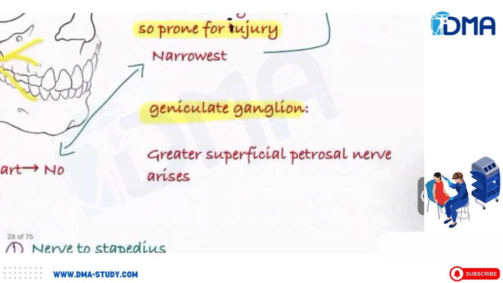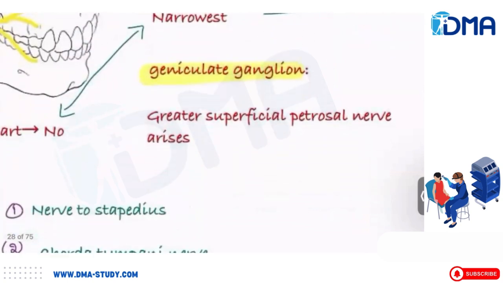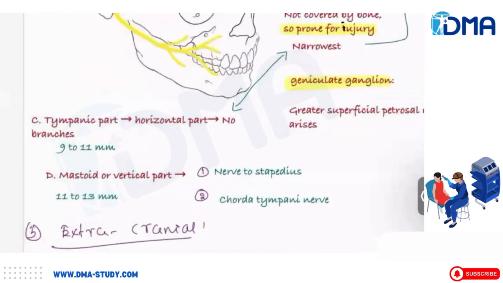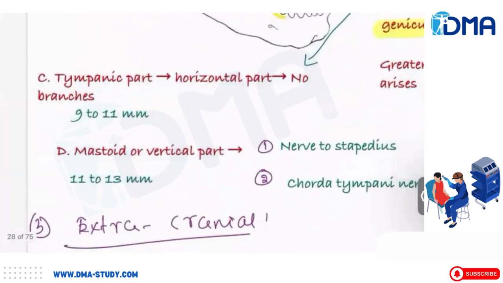Then we have the geniculate ganglion, from where the greater superficial petrosal nerve arises. Very important. So we have branches from the intratemporal course. Number one is the greater superficial petrosal nerve, which is helpful in lacrimation. Number two, from the tympanic part, no branches arise. The length is 9 to 11 millimeter. Just make a note of it.